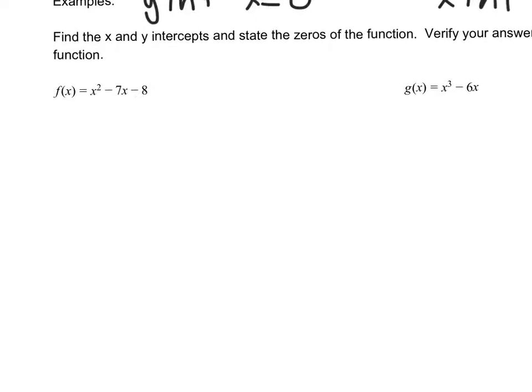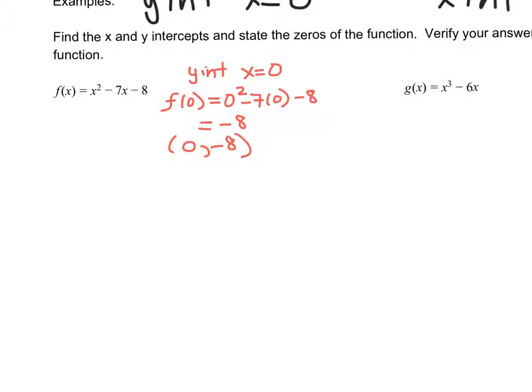Okay? So this first one, we have a pretty simple one. It is x squared minus 7x minus 8. So if I want to find the y-intercept, all I have to do is plug in x of 0. So that's going to be f of 0. So that's going to be 0 squared minus 7 times 0 minus 8. So that's going to be -8. So right away I know the y-intercept is (0, -8).